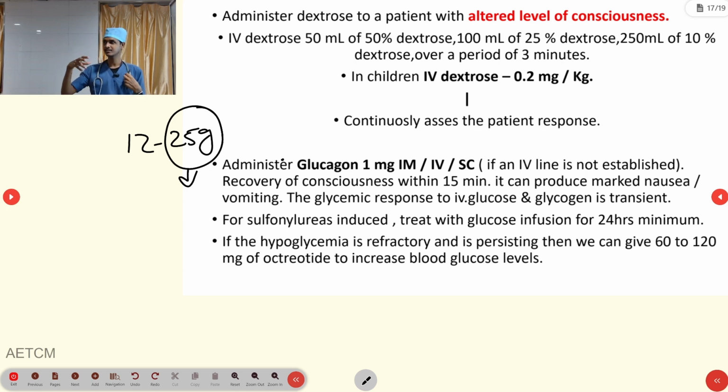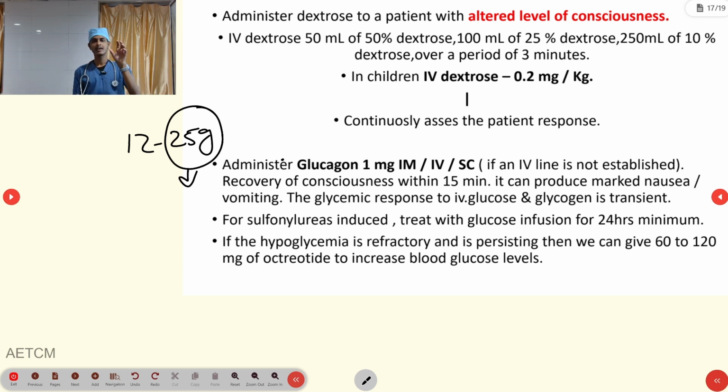As I told, if it is human actrapid, that has an action of 4 to 6 hours. So for the whole 6 hours we have to continuously reassess the person and treat with dextrose-containing solution. If the person has taken a mixtard-like insulin, that has an action of 10 to 12 hours, so you have to target a continuous 10 to 12 hours of infusion. That is the way we treat the condition. Remember, give dextrose only for hypoglycemia cases. If you are not sure about hypoglycemia, don't give dextrose-containing solution. That is why I gave the example of CVA cases, where dextrose solution is contraindicated.